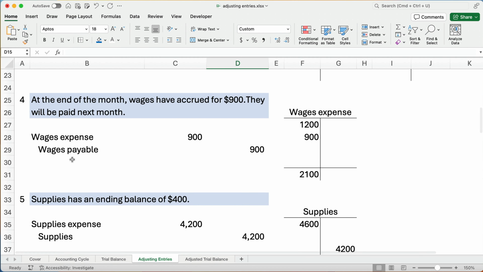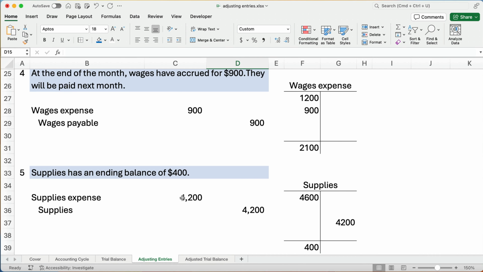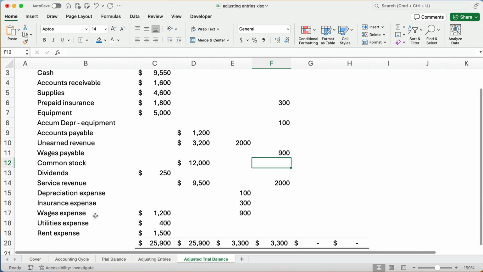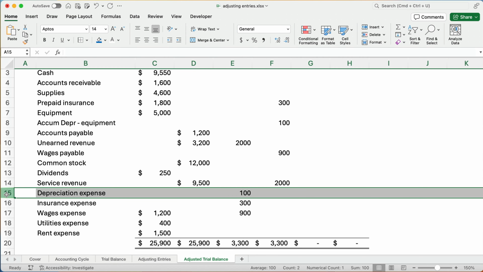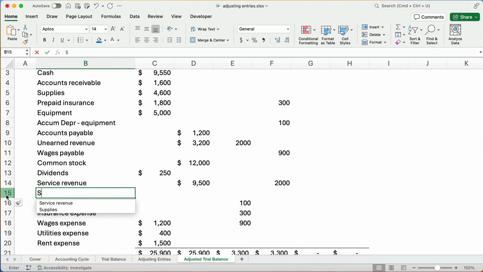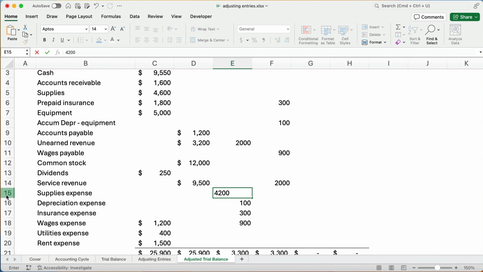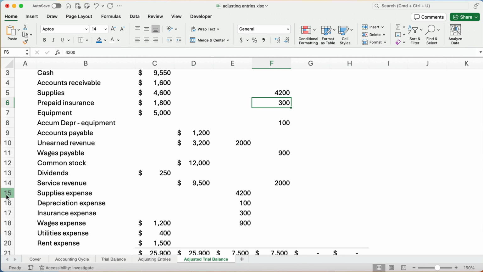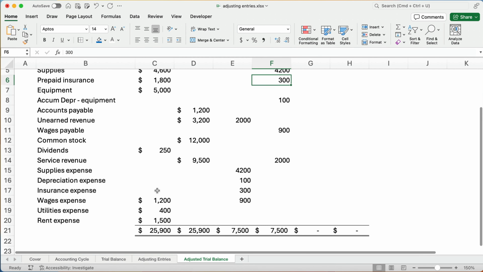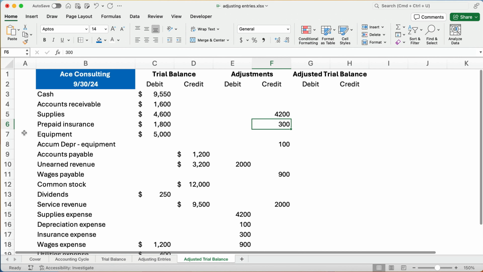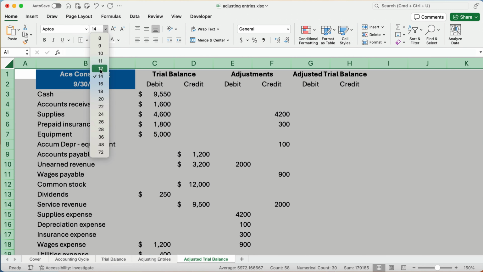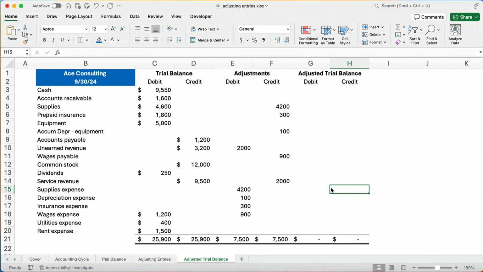All right, our last one, supplies, has an ending balance of $400. So we have supplies expense of $4,200, and supplies is $4,200. I don't think we have supplies expense. So let's add supplies expense. The amount is $4,200, and we have supplies that goes down by $4,200. All right, so I'm kind of rolling off the screen a little bit, so let me make it slightly smaller. That might be helpful for us. Hopefully you can still see that.